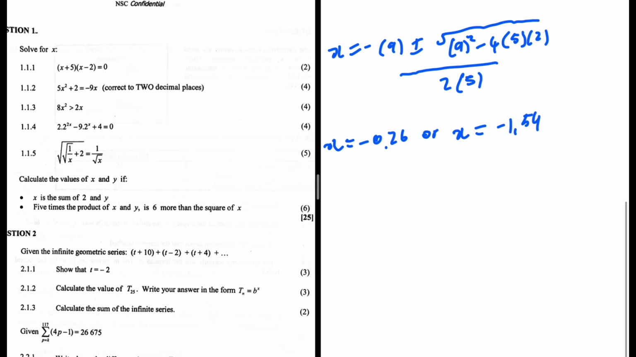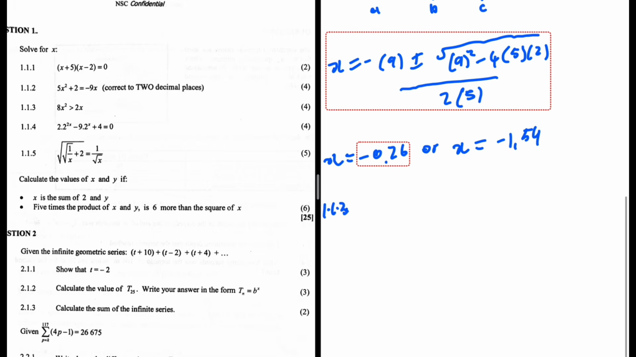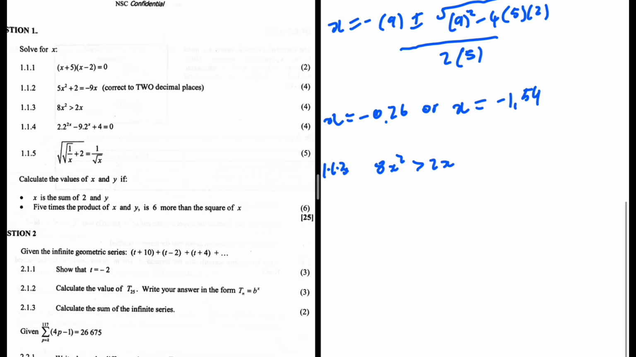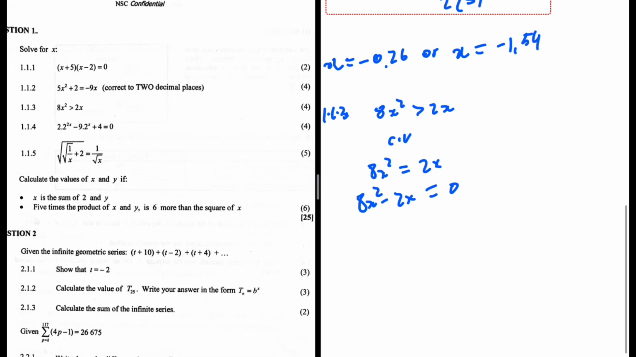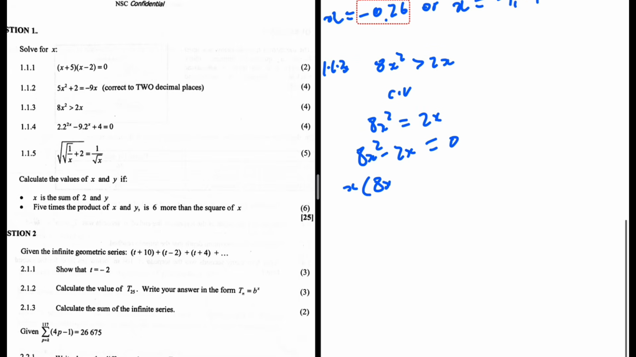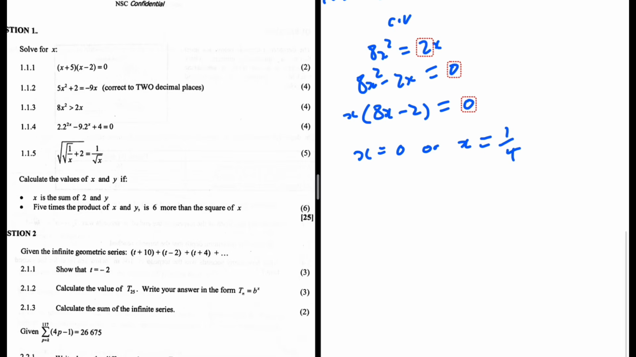That is 1.1.2. Let's take a look at 1.1.3. So 8x squared is greater than 2x. Very quick CV, critical values, right? 8x squared is equal to 2x, and then 8x squared minus 2x is equal to 0. We take x as a common factor: x times (8x minus 2) is equal to 0. So x is equal to 0, or x is equal to 1 over 4. Right, so these are our two critical values.